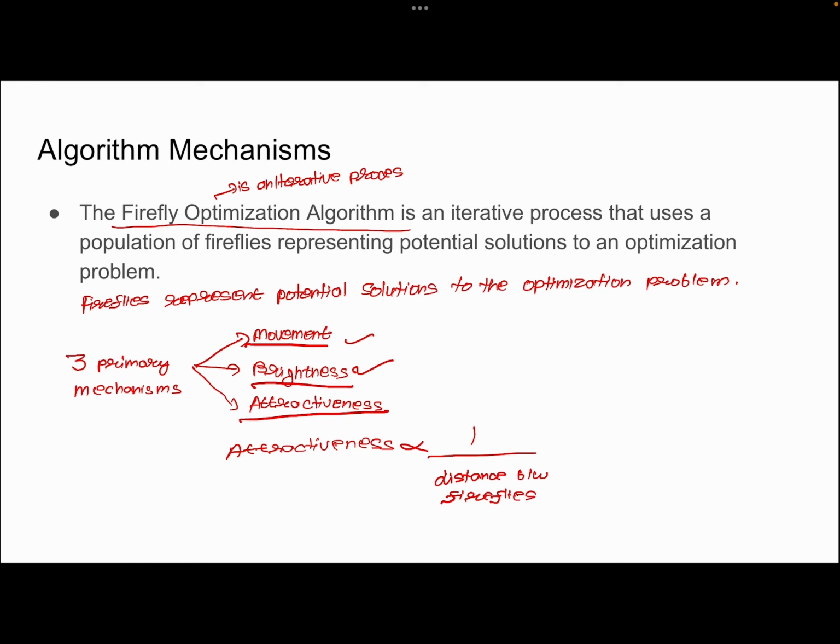Now, let's talk about the mathematical formulations involving these three primary mechanisms.